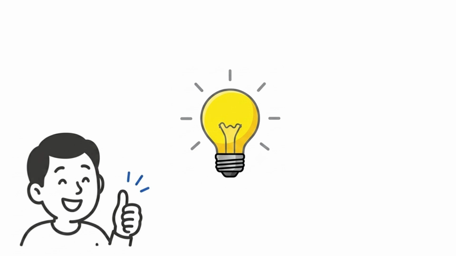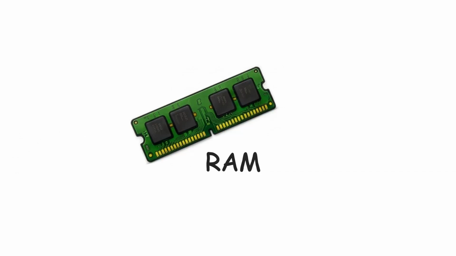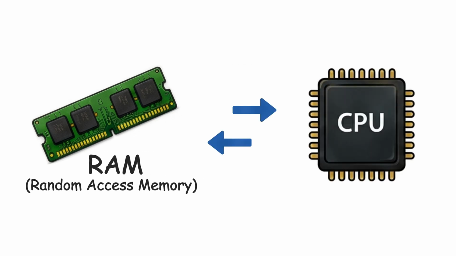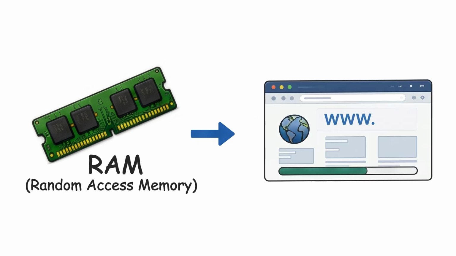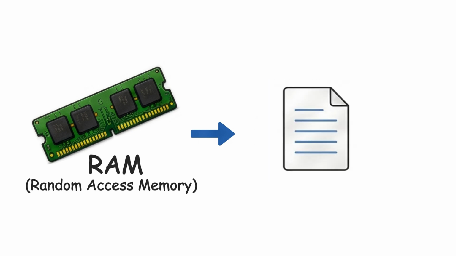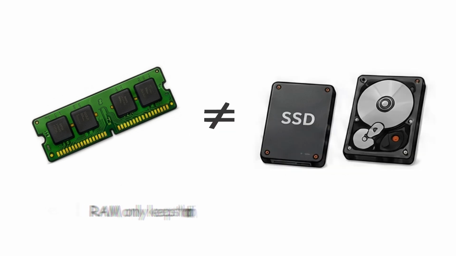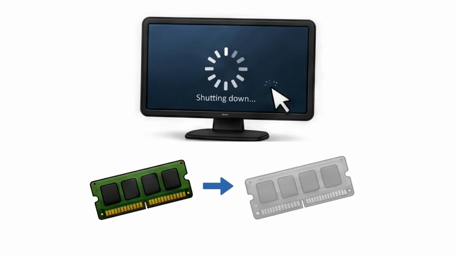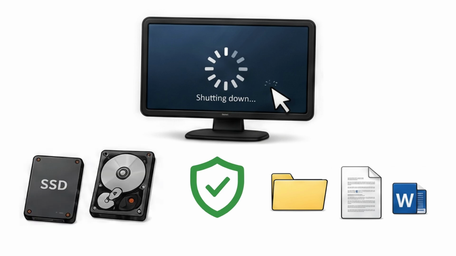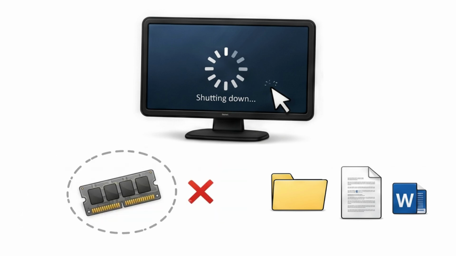And that's where we arrive at the type of memory most people already know: RAM. RAM stands for Random Access Memory. Its purpose is to temporarily hold the information your computer is actively using. Every application you open, every web page you visit, and every document you edit uses RAM while it's running. Unlike storage, RAM only keeps that information while your computer has power. The moment you shut your computer down, its contents are cleared. That's why your files remain safely stored on your SSD or hard drive, not inside RAM.